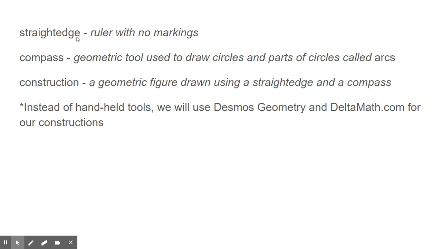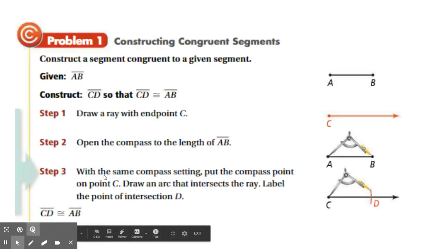The compass is our geometric tool that we use to draw circles and parts of circles called arcs. The compass, or the circle, is really what we use to measure the length of something. And when we do these constructions, we're just using the compass and straight edge to make our figure. Now, like I said, instead of handheld tools, we'll be using Desmos Geometry and Delta Math for our constructions.